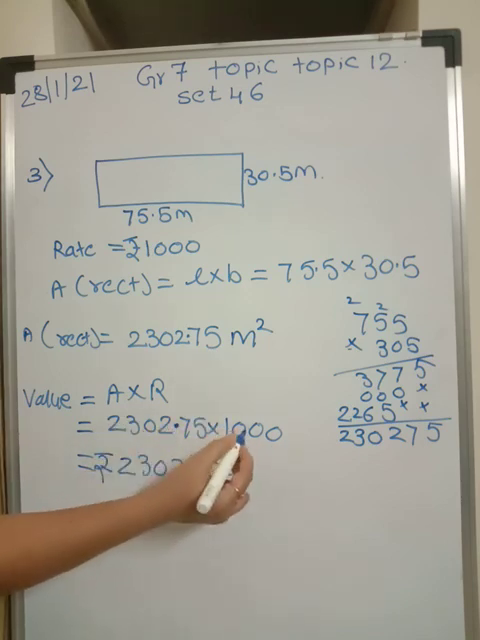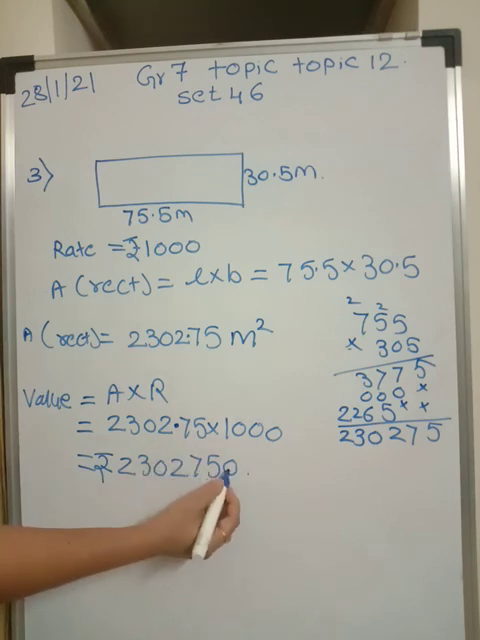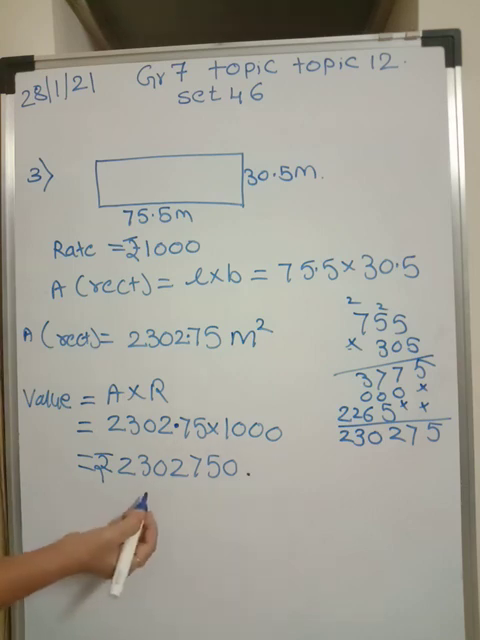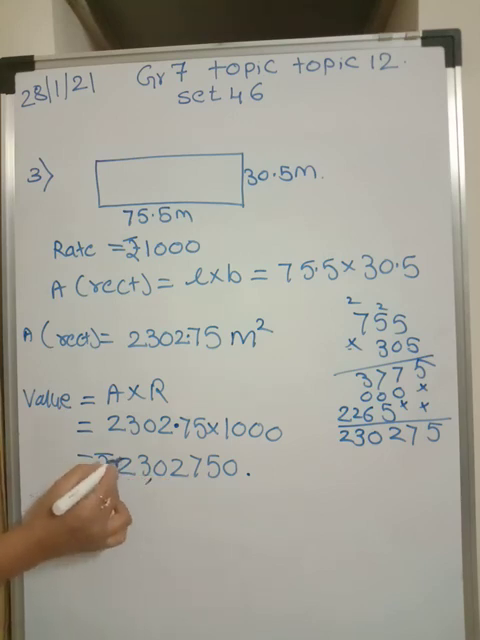Now the point is over here. It will be shifted towards the right-hand side by 3 places. So it was earlier here, 1, 2 and 3, so one more zero we have to put. So this becomes the value. Is it clear? So you can have this as 23,02,750. This is the value of the rectangular plot. Is this clear? Please do the calculations on your own. So that's all for today from my side, students. Thank you.